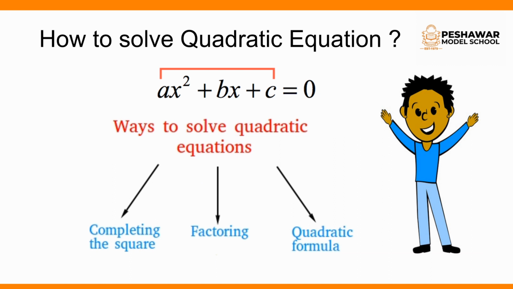Now the next question is how we can solve a quadratic equation. We have three possible ways to solve a quadratic equation. First is the completing square method, then we have the factoring method, and then we have the quadratic formula.